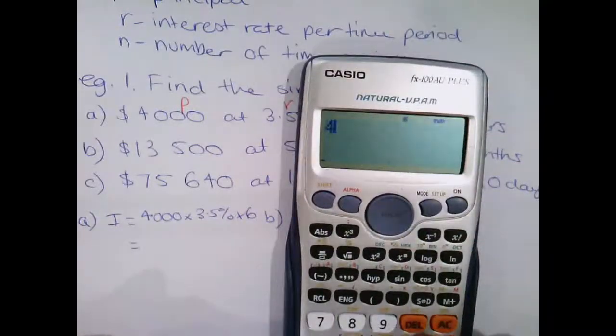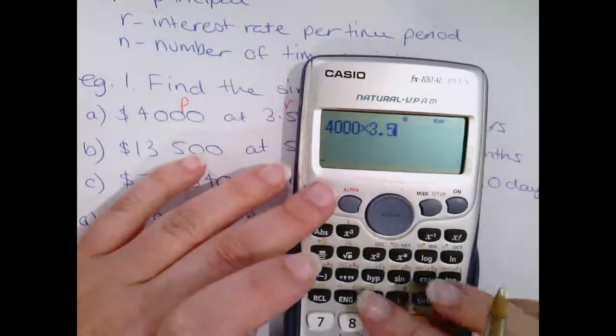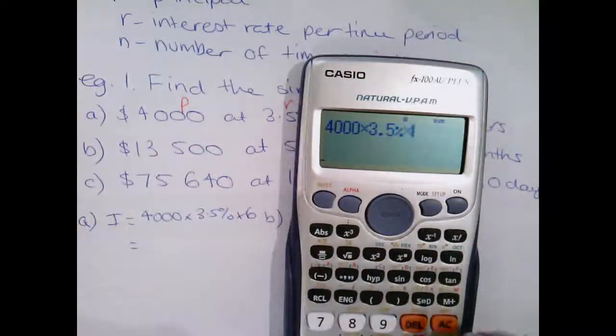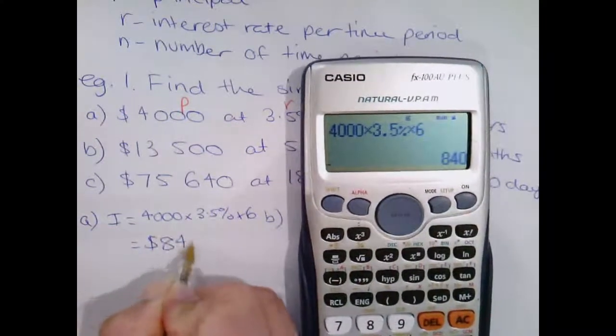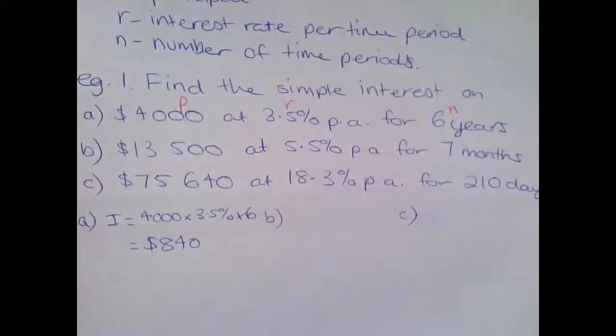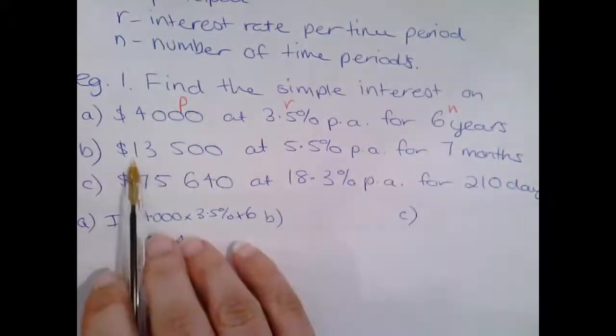So 4,000 times 3.5% times 6, and that gives $840 in interest.